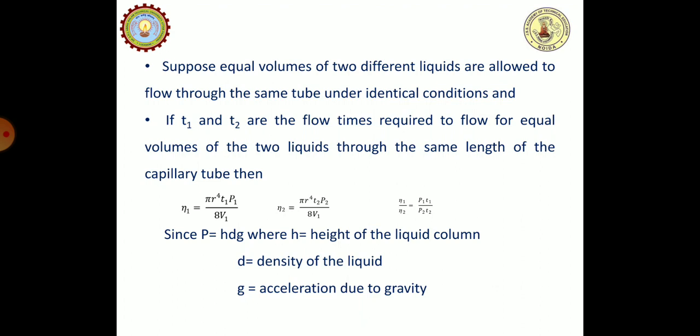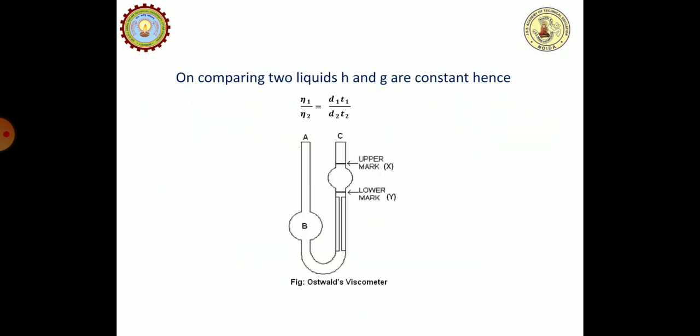The same applies for the second liquid, giving Poiseuille's equation for eta 2. When comparing the coefficients of viscosity of these two liquids, we get eta 1 divided by eta 2 is equal to P1 t1 divided by P2 t2. On comparing liquid 1 and liquid 2, we get the final equation: eta 1 divided by eta 2 is equal to d1 t1 divided by d2 t2.